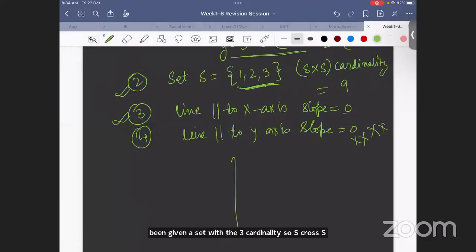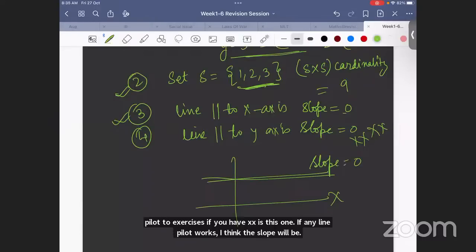And a line parallel to the x-axis. If you have the x-axis, this one. If any line is parallel to the x-axis, the slope will be what? 0, right? Is this clear?